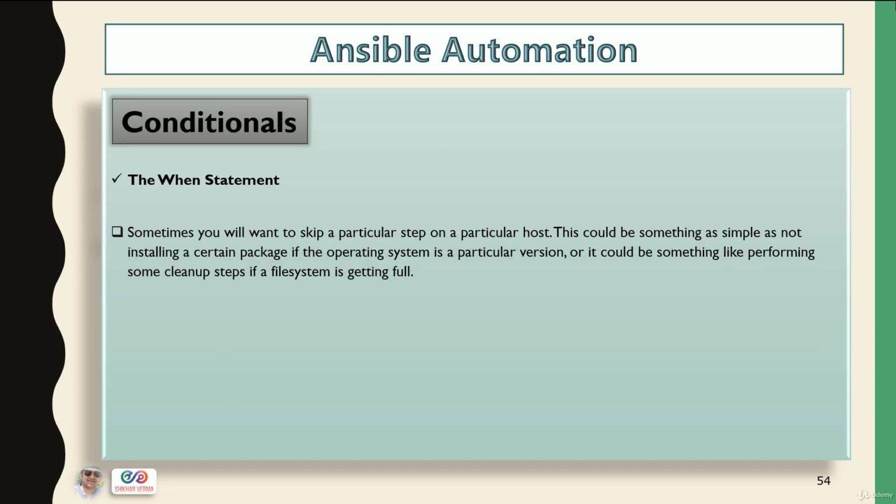Sometimes you will want to skip a particular step on a particular host. This could be something as simple as not installing a certain package if the operating system is a particular version. They have given a few examples, like you want to install a package only for certain distributions of the servers, like you want to install the package on CentOS or you want to install the package on Debian. But when you define the servers in a playbook, a number of servers are there. So with the help of the when condition, you can define exactly which servers you want to skip.